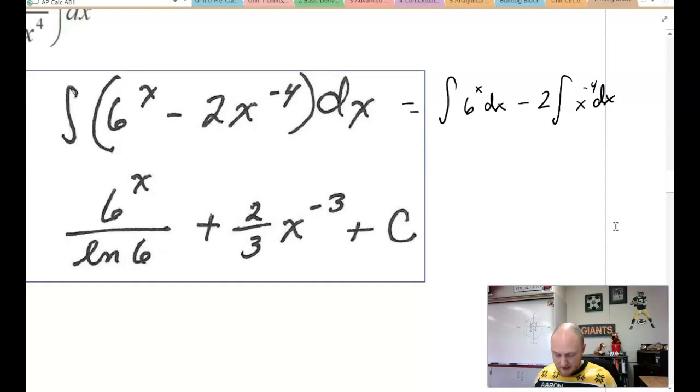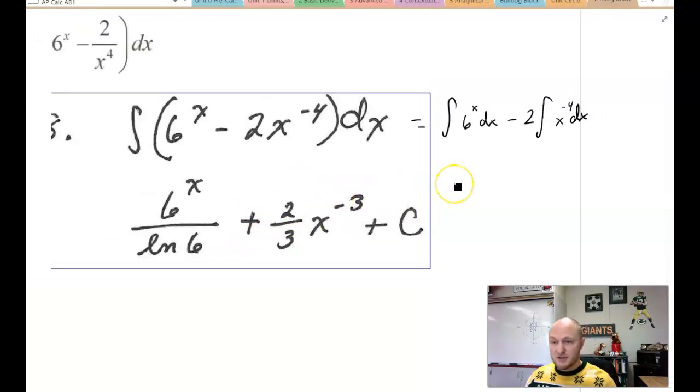Then we integrate, again, raise the power by 1. This time we're adding 1, not subtracting 1. And then you divide by that new power, okay? So when you divide by the power of -3, that's going to turn this -2 into a positive. That's how we get the 2/3. Don't forget your plus C. Do not forget your plus C.